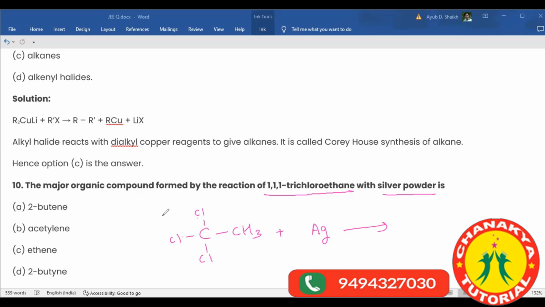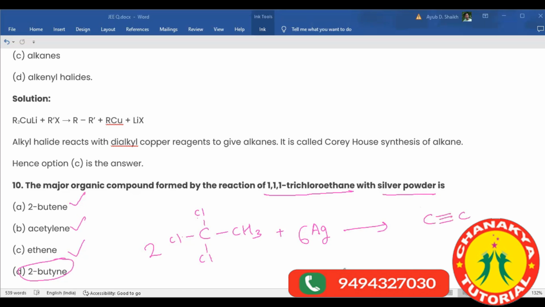Ma'am, is it option D? Why is it so? Why option D? Why not ethene? Why not acetylene? Why not 2-butene? Why option B, butyne? Ma'am, because 2 moles of trichloroethane react with 6 moles of silver, so it gives 2-butyne. Butyne. It won't give butene, it will give you butyne.